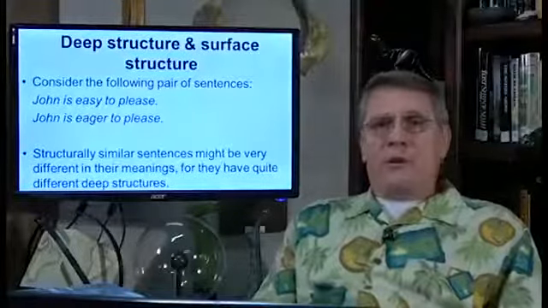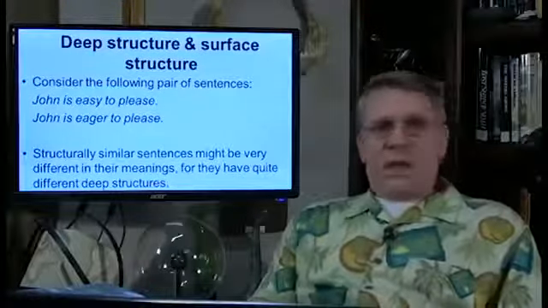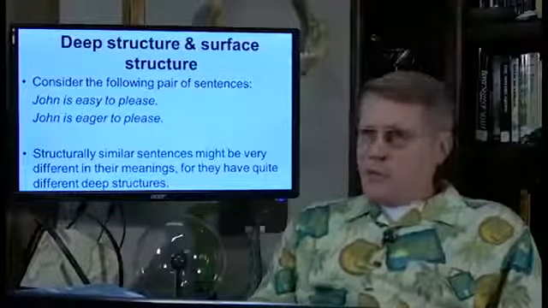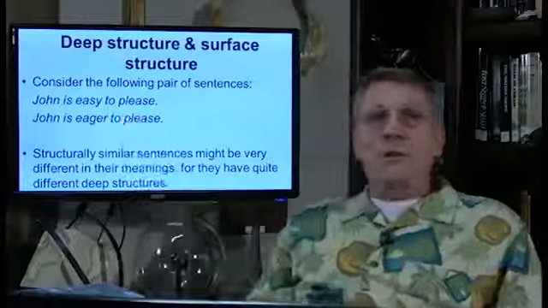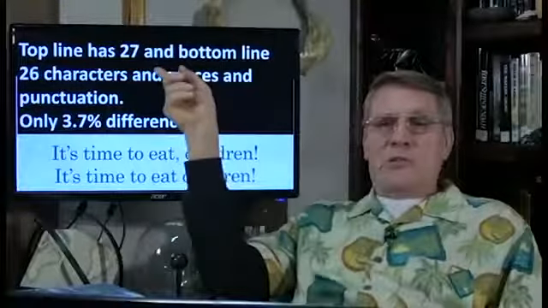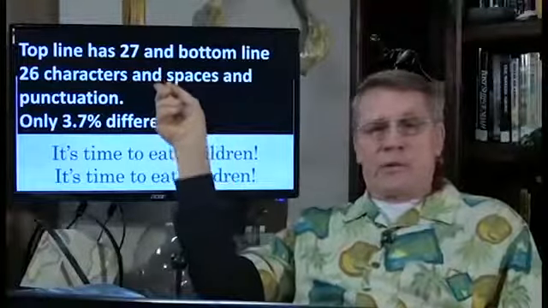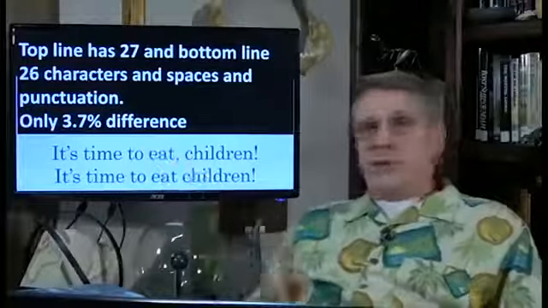Okay? Consider the following pairs of sentences. John is easy to please. John is eager to please. Just a couple letters difference. Totally different meaning, right? Top line has 27 letters. The bottom line has 26 letters and characters. It's time to eat, comma, children, or it's time to eat children.